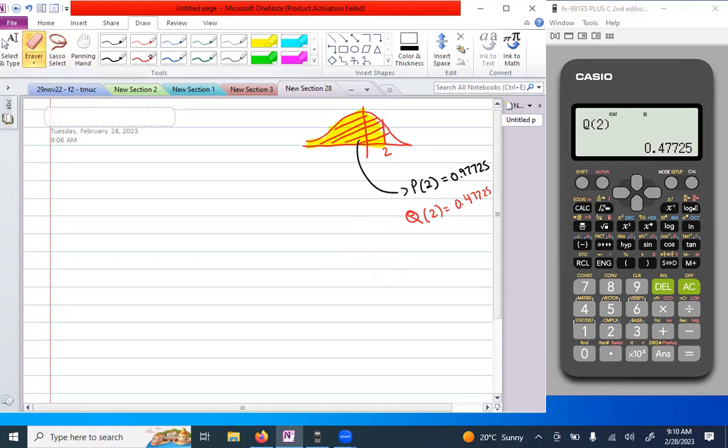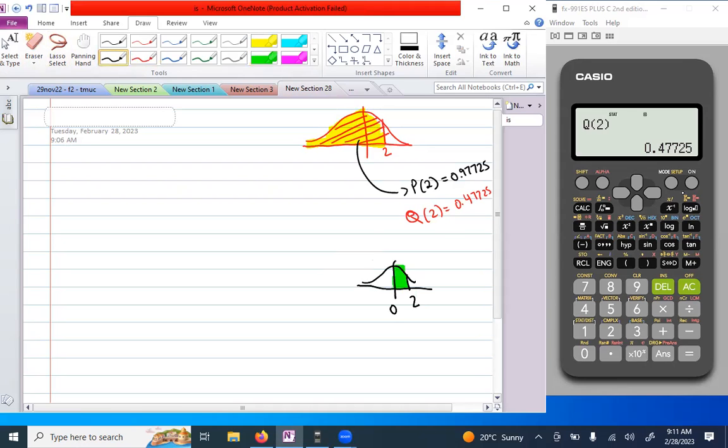So what is Q? Q is the area which is between Z equals zero and the input that you put in the calculator. Okay. Q is showing this area only. P shows the entire area to the left.